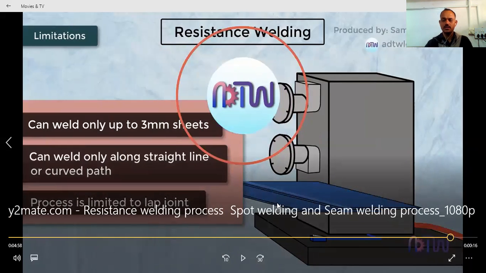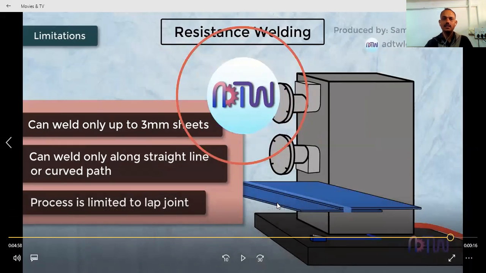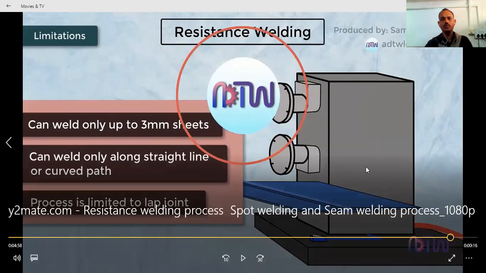So this is resistance welding. Under resistance welding, there are two types of welding: spot welding and seam welding. We have spot welding for our syllabus.